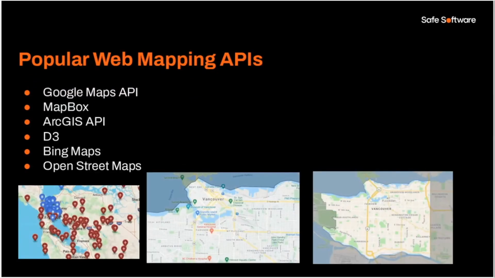There are many popular web mapping APIs available. Looking at our slide here from left to right, we have a Mapbox example where data can be streamed directly to the map. Next, we have a Google Maps example, which I'm sure you're all familiar with. And finally, we have an example from the ArcGIS API. If you want to see more examples of web mapping, we have many online at safe.com/demos.